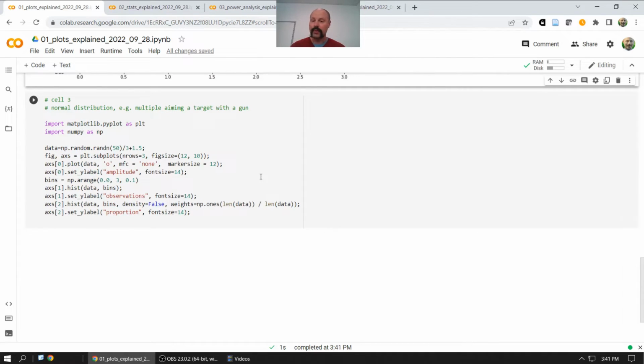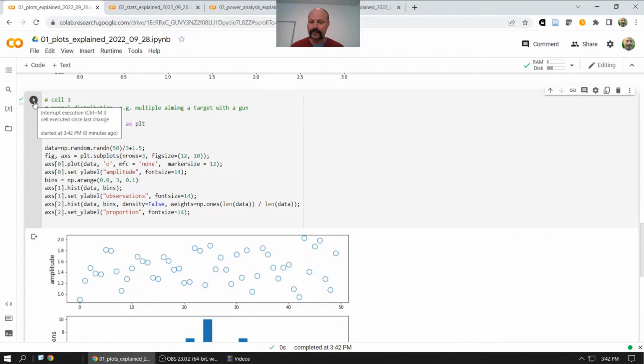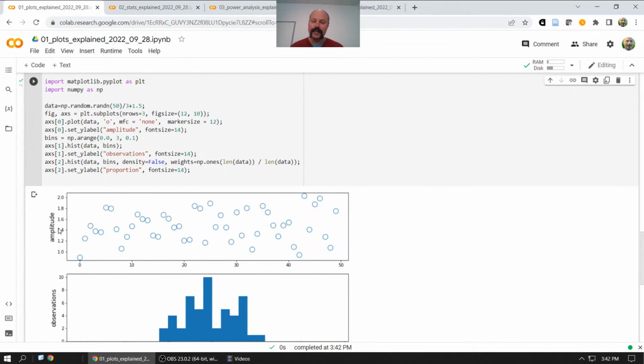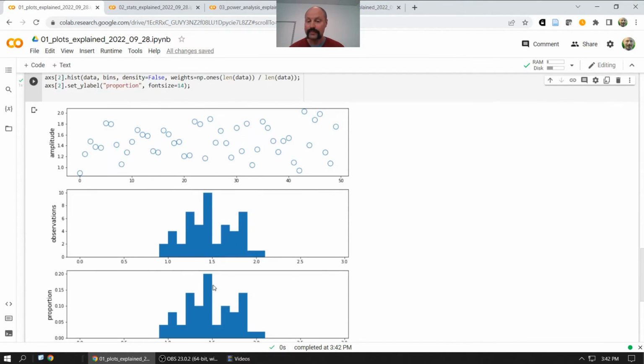And now we will look at a different distribution, which is very important for us because this is what we can often observe in nature and in society, which is a normal distribution. We run cell 3, and we can see that there is a higher chance to observe our data in the middle of the range, which is normal for a normal distribution.